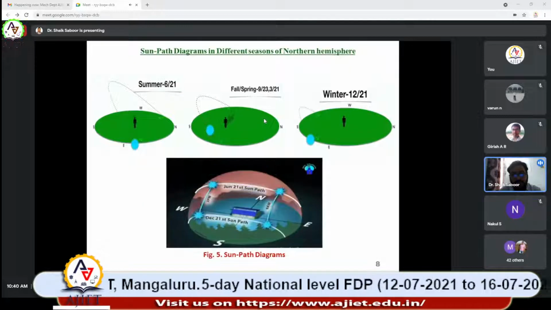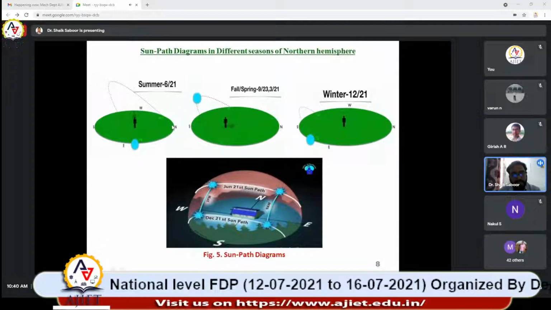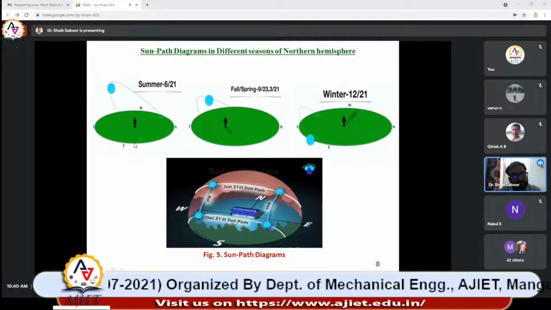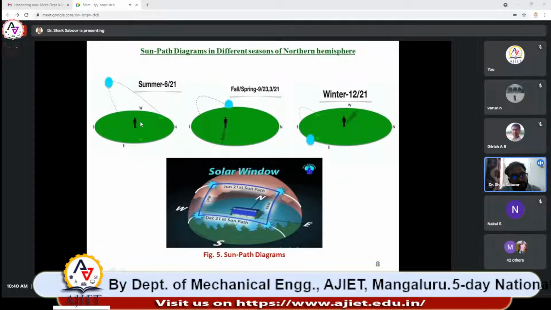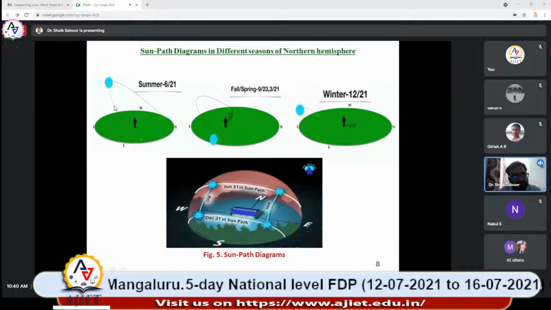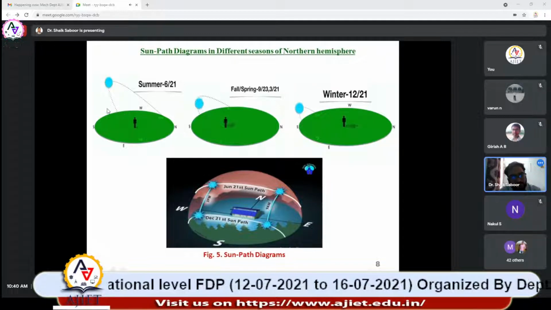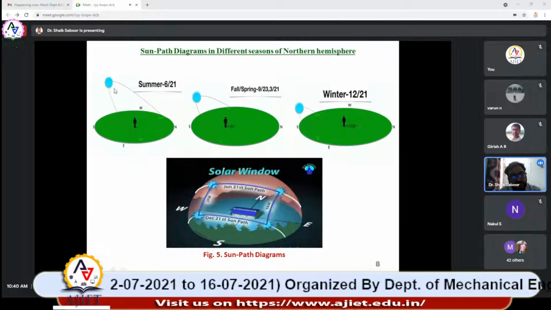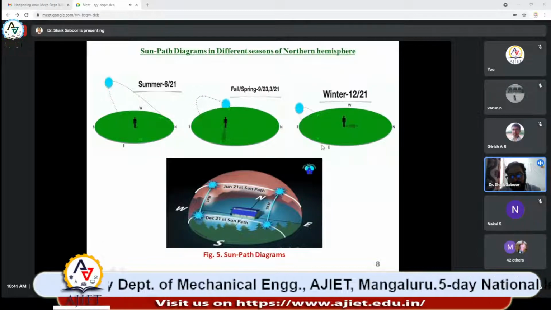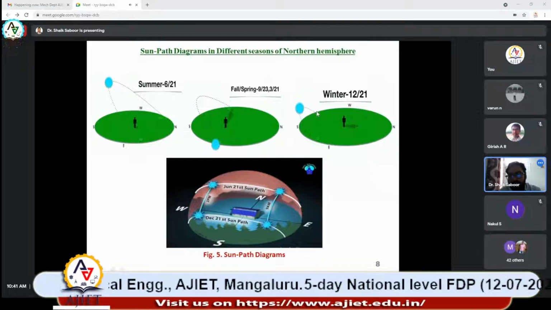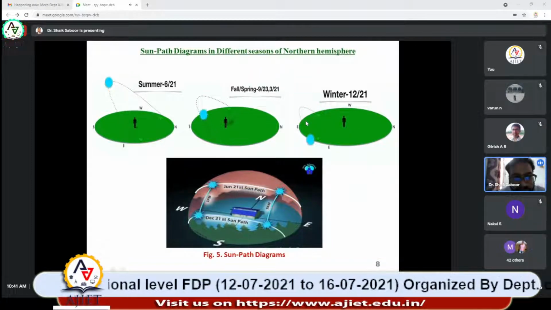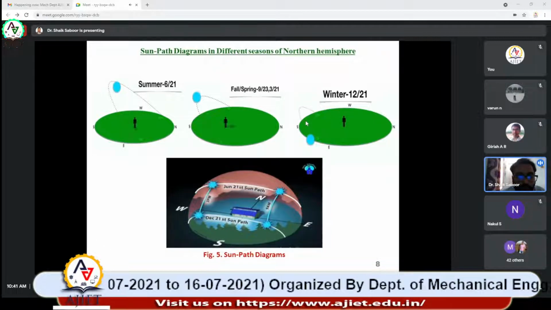If you have clearly observed here, see this south side, radiation coming from the south side. Let us say this man is receiving very little radiation from the south side, you can see here. But during the winter season, this man is receiving a lot of heat from the south. So what do we mean by that? That is the important point to be focused on here.